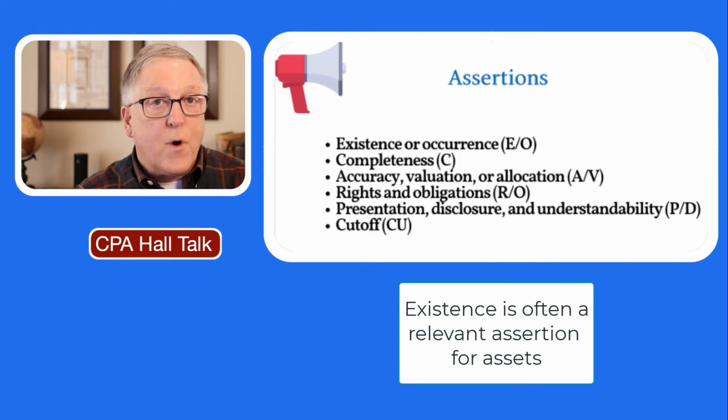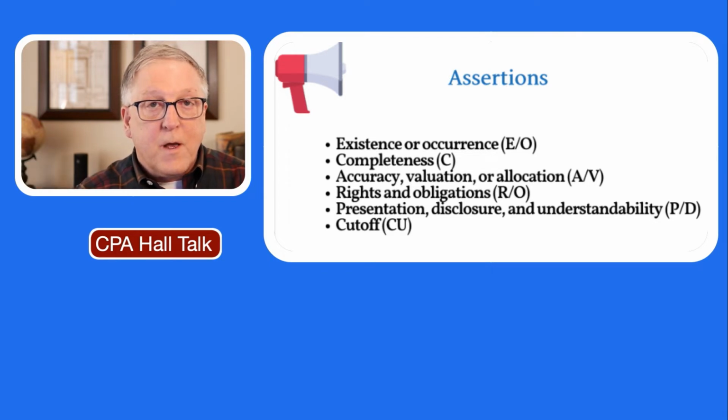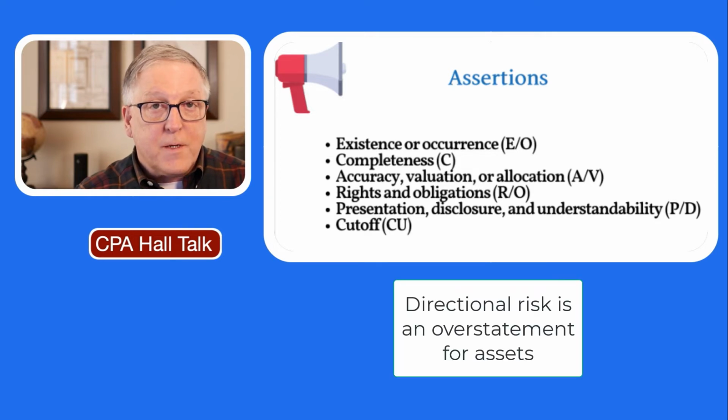Now, one observation I want to make about assertions is when you look at existence, that is quite often in play for assets. Now think about it. If a business would like to look healthier than it really is, what would they do in relation to assets? That's right, they would overstate the assets to make the business look better. So the directional risk for existence is that the assets would be overstated. So quite often, existence is a relevant assertion for assets.